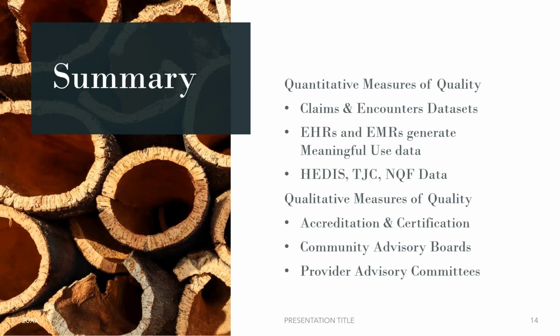So in summary, we have these two types of measures of quality: the quantitative measures. These are claims and encounters data, electronic health records, electronic medical records that generate meaningful use data, HEDIS, Joint Commission, National Quality Forum data, these big data sets generated by clinical encounters, but also that set outcomes for us to track over time in order to indicate need as well as quality.